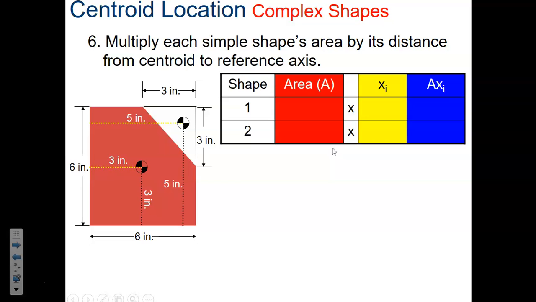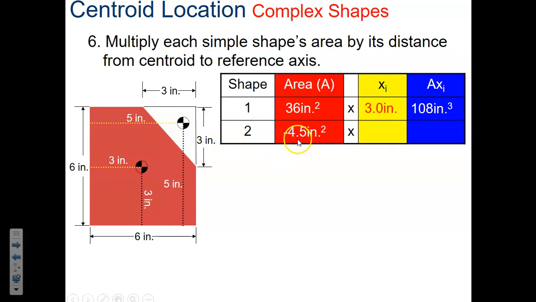Okay, this is when the process gets pretty much identical. So we're going to multiply the A times the x and get Ax. So we got 36 inches squared. So this is for shape 1, which is the big square. We get 108. Okay, and then below for the triangle.